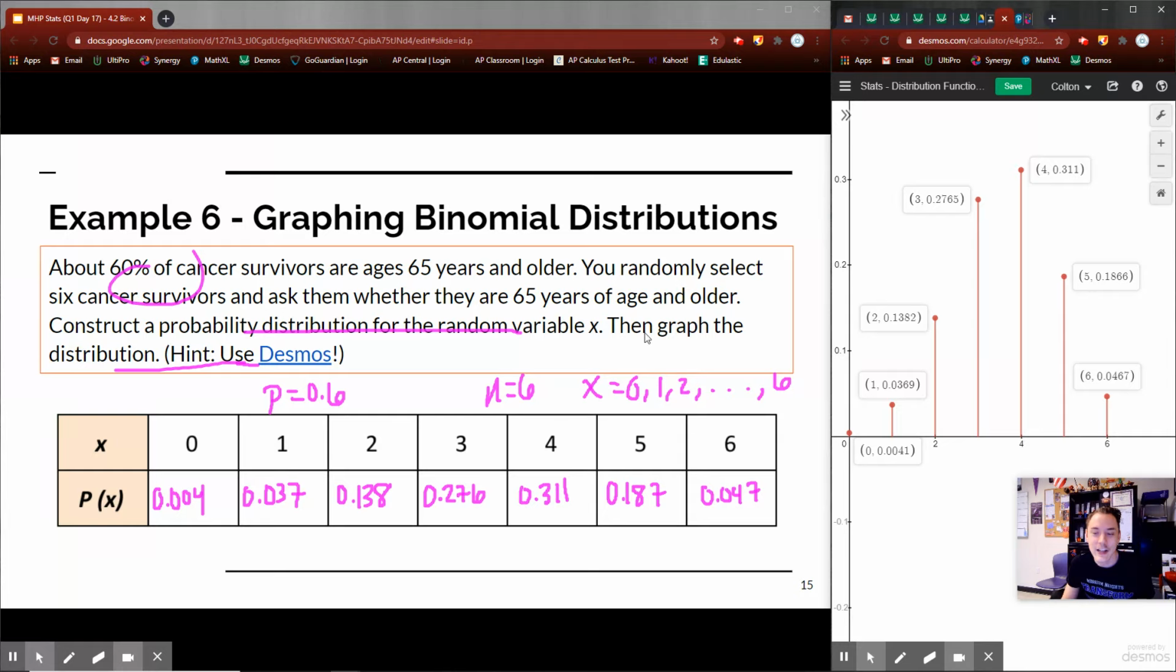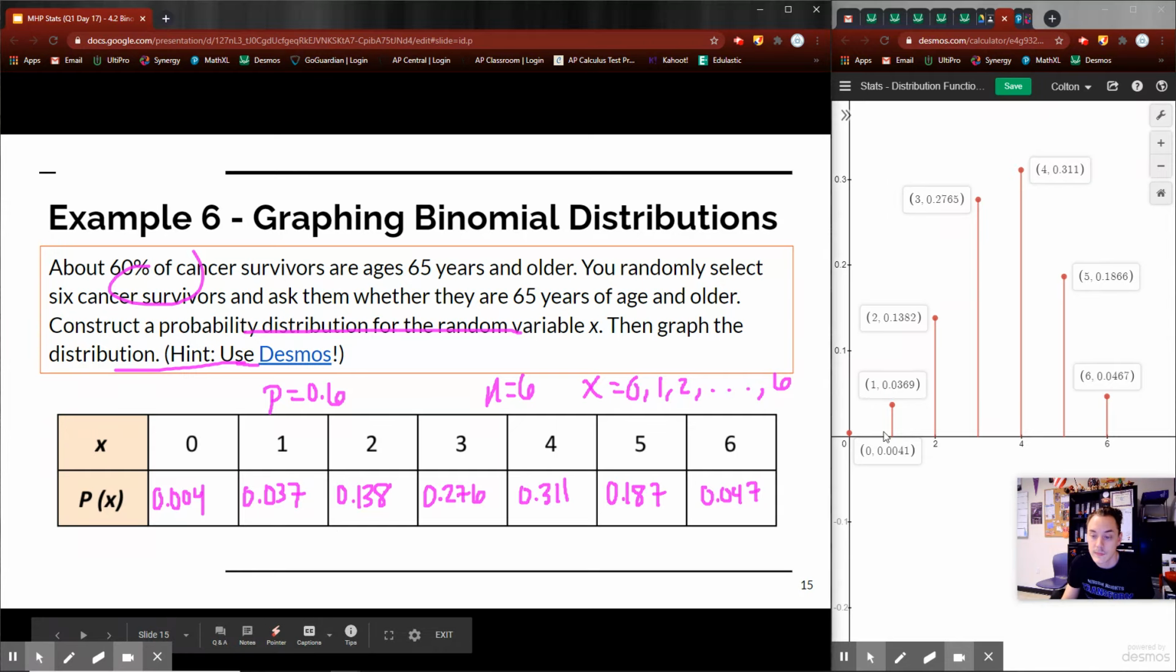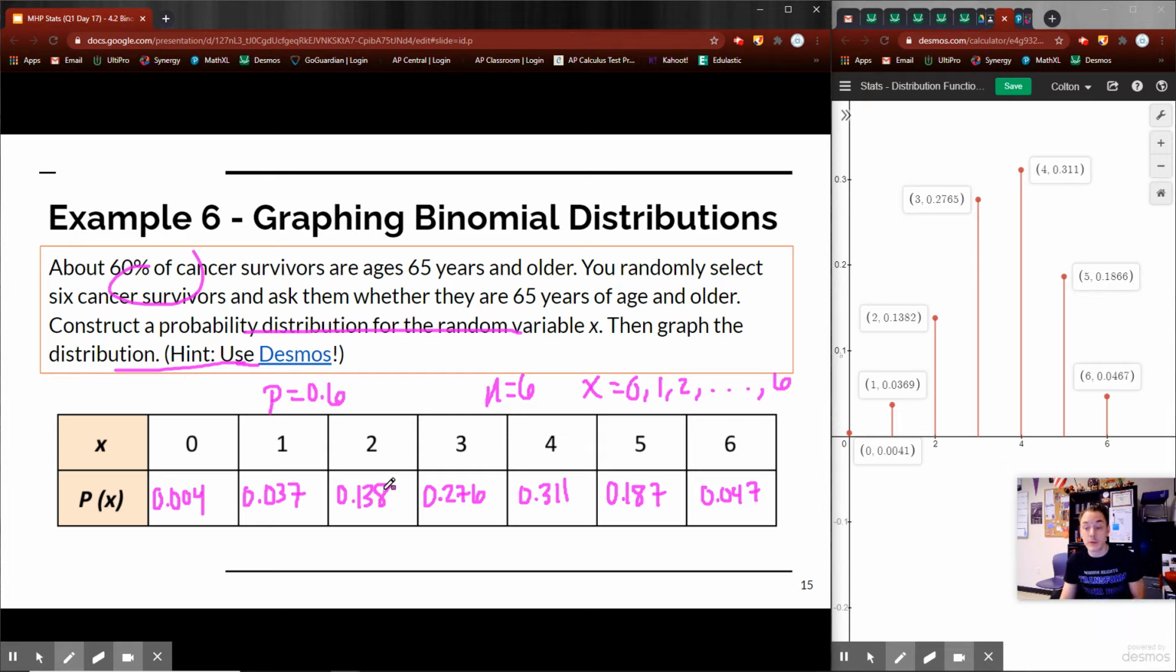Okay, so look at 0. Ours was 0.04. We got right here 0.04. Now right here, I got 0.369, which rounds to 0.037. That's 1. For 2, I got 0.1382. We round it to 0.138. You see the pattern here?